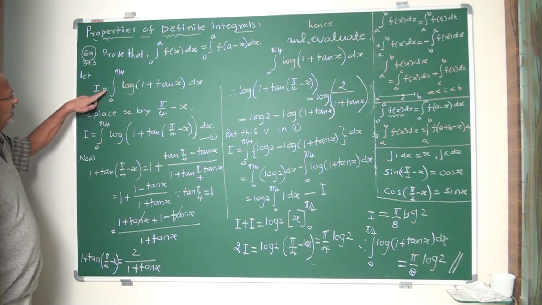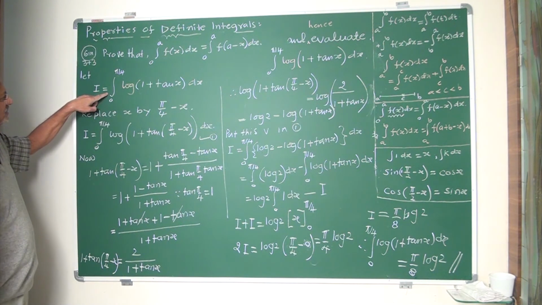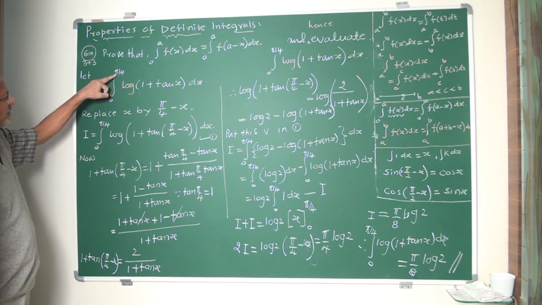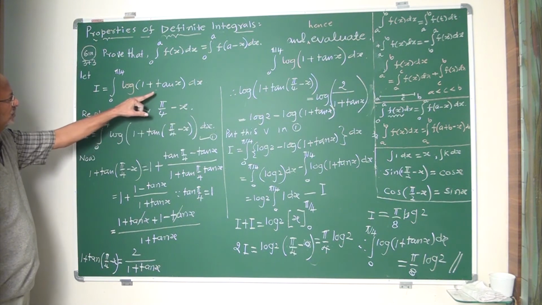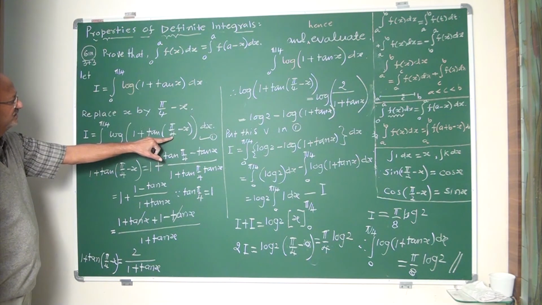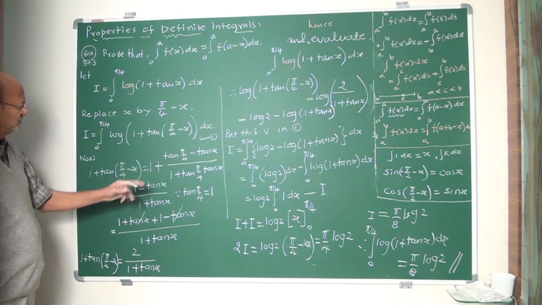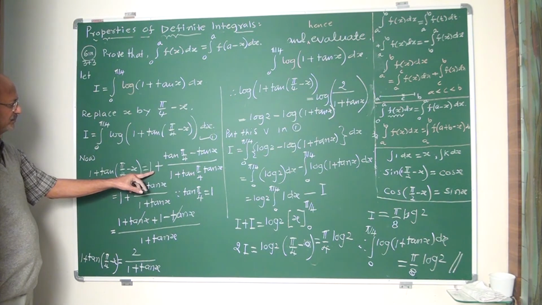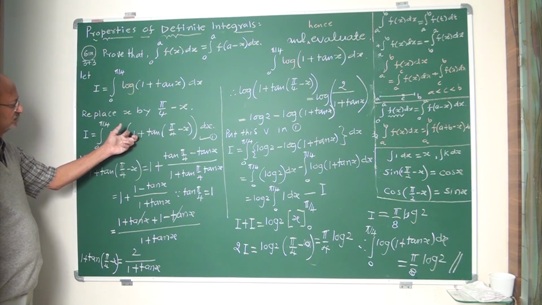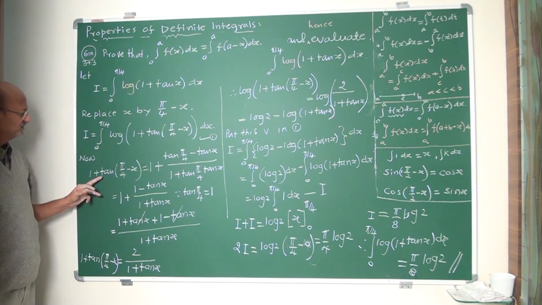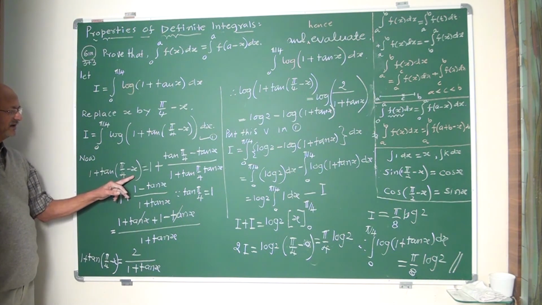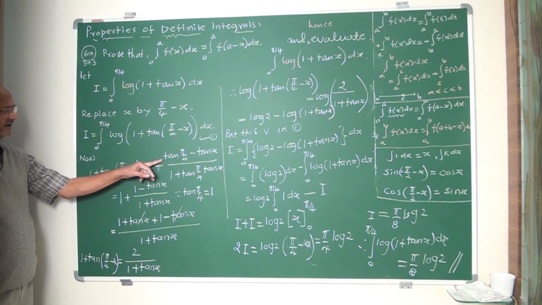Evaluate. Let I equal to this. Replace your x by upper limit minus x. So, here, x is replaced: tan(pi by 4 minus x). This part, 1 plus tan, I have considered separate outside. Then I have substituted 1 plus tan(pi by 4 minus x). What is this? Tan A minus B theorem: tan A minus tan B upon 1 plus tan A tan B.